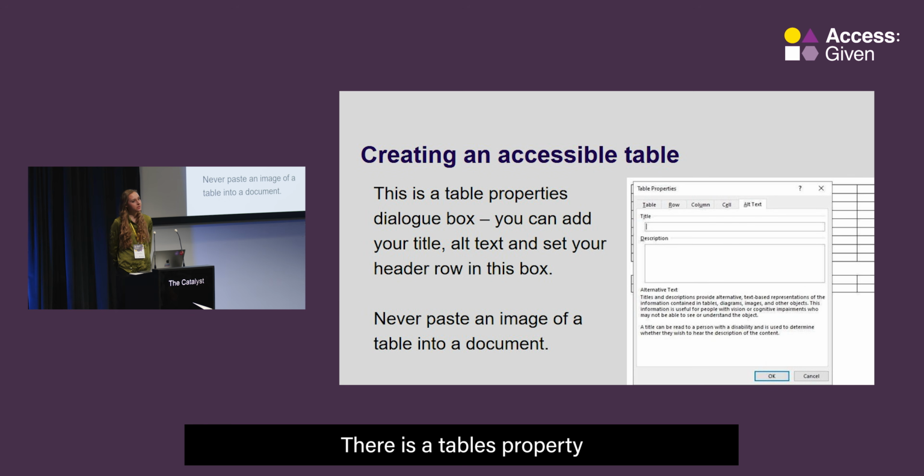There is a table properties box, again in Word, but other programs have it too, where you can add that title and that alternative text if you'd like to. Please explore that box. You'll find the option there to make sure you've marked your header row, etc. And that's where all your accessible features live.